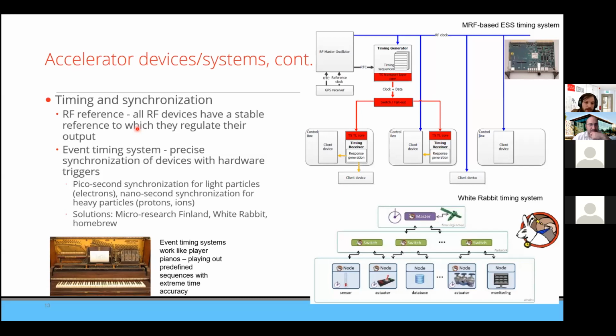Yeah, there are basically two really important solutions. One is Micro Research Finland, whose basic flow is depicted here, and the White Rabbit timing system, which is depicted here, and this was basically developed by CERN. And we also have some homebrew timing systems.